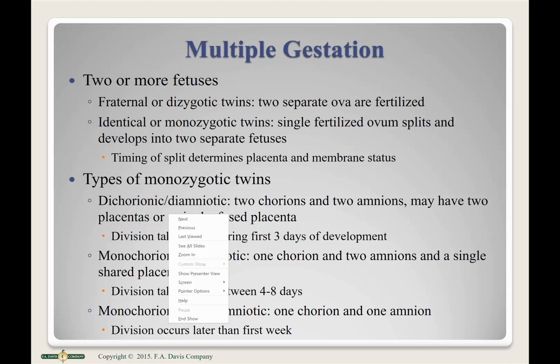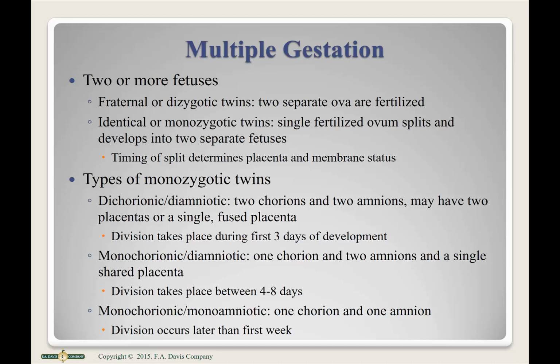Okay, sorry. Monozygotic twins. Mono meaning one, zygotic meaning fertilized egg. We have one fertilized egg. How do you get twins from one fertilized egg? Well, they split. And they split somewhere in that first week of fertilization.